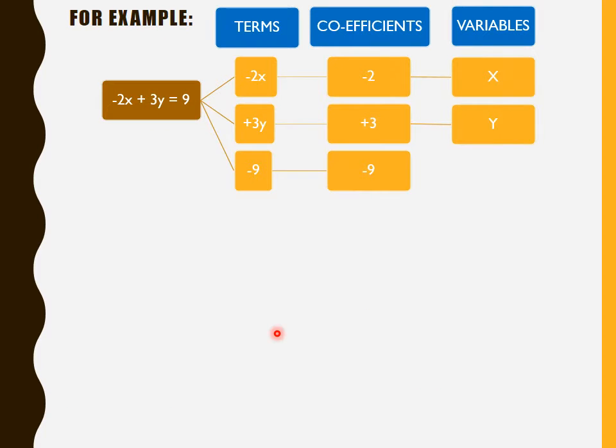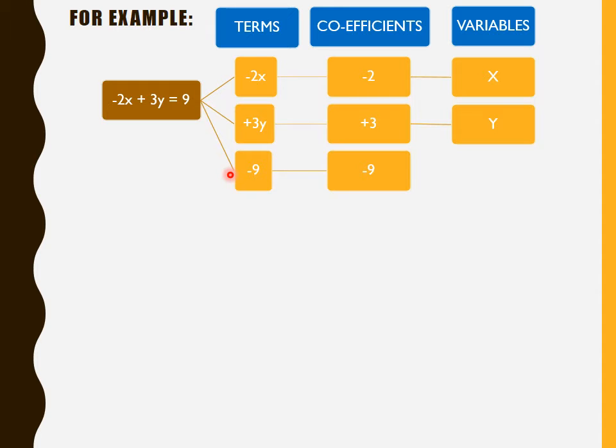For example, if we take the linear equation minus 2x plus 3y equals 9, then we can divide this linear equation into three parts. Each of these parts is known as a term. Minus 2x, plus 3y and minus 9 each are terms.